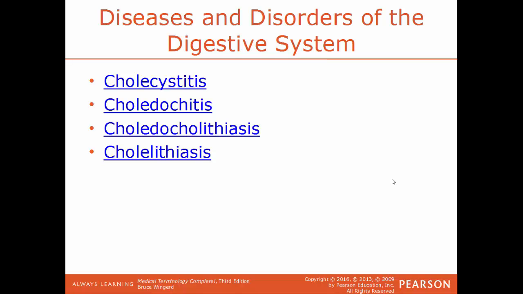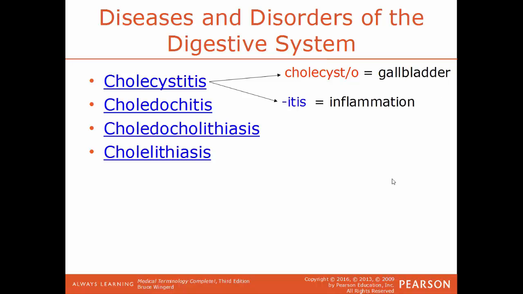Cholecystitis, we're going to break down this condition. Cholecysto is a reference to the gallbladder. And of course, itis means inflammation of. So this is a reference to the inflammation of the gallbladder. Choledochitis is a reference to an inflammation of the common bile duct. Choledocholithiasis, this is a reference to having gallstones in the bile duct. And our last term, cholelithiasis, is having gallstones.